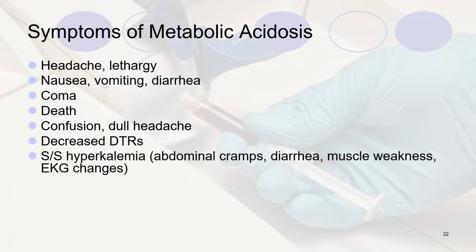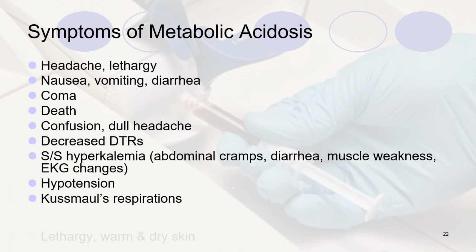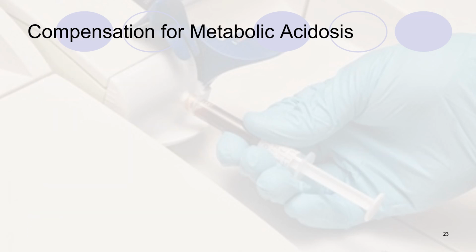Then signs and symptoms of hyperkalemia, that is abdominal cramps, diarrhea, muscle weakness, and ECG changes, that is electrocardiogram changes, and hypotension. Kussmaul's respiration, that is the abnormal respiration, you can assess. Then the patient appears lethargic, with warm and dry skin.